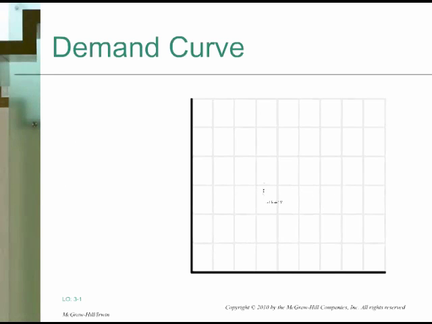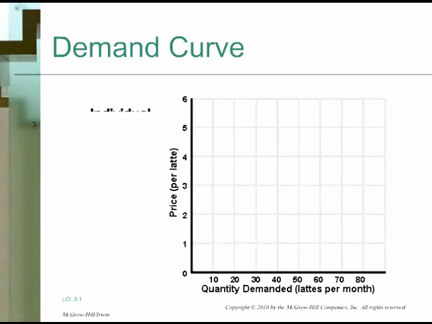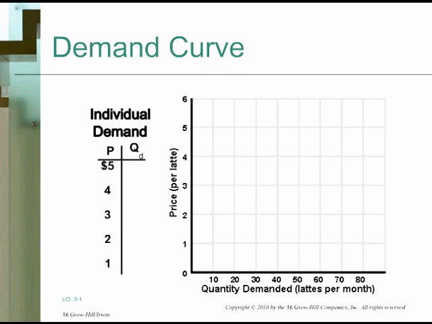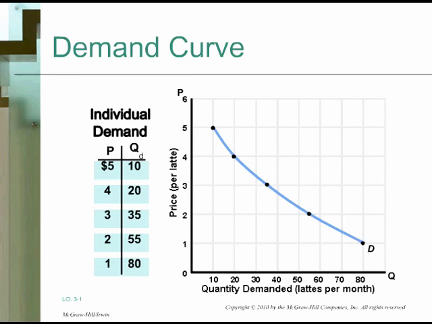To draw a demand curve, consider an individual's demand for lattes per month. If each cup was $5, our consumer would only buy 10 cups of latte per month. At $4, she would buy 20. At $3, she would buy 35. At $2, she would buy 55. And at $1, she would buy 80 lattes a month, almost 3 cups per day.